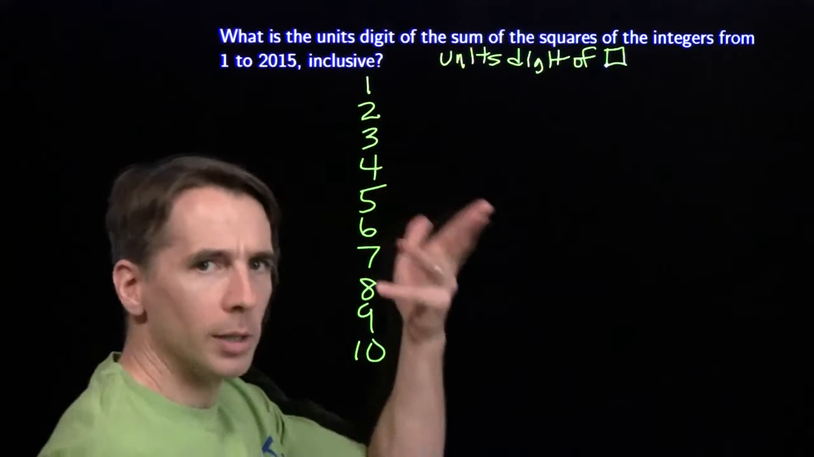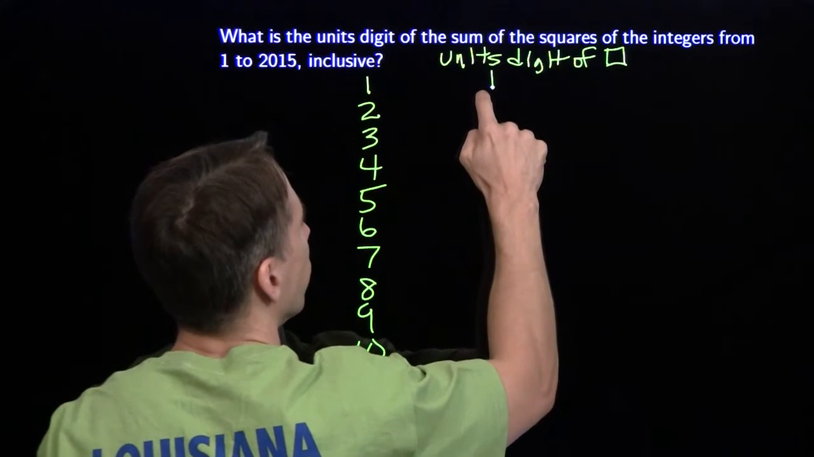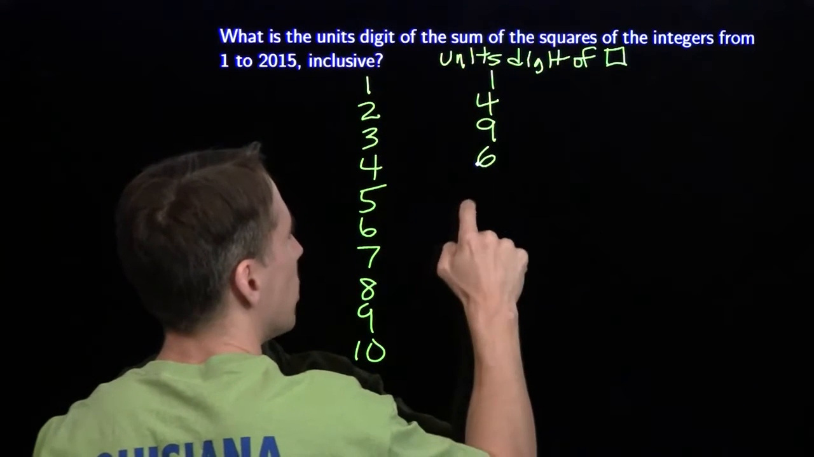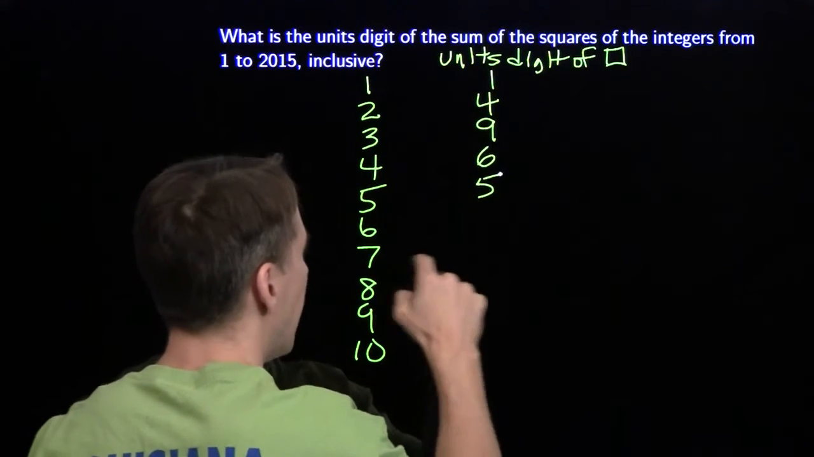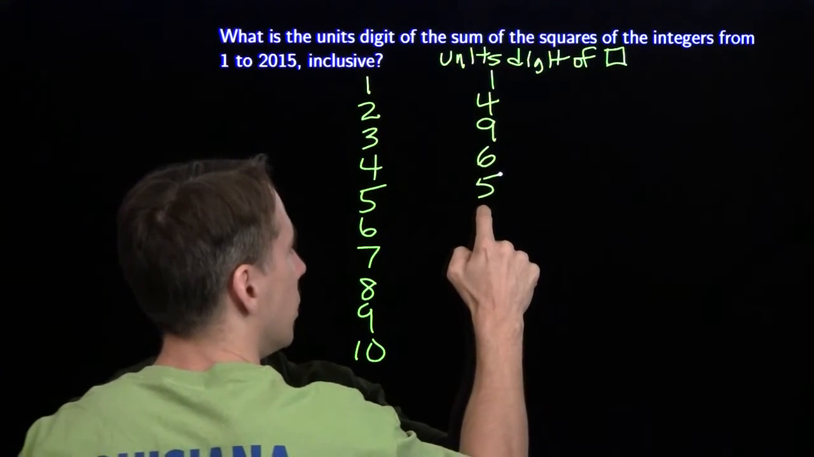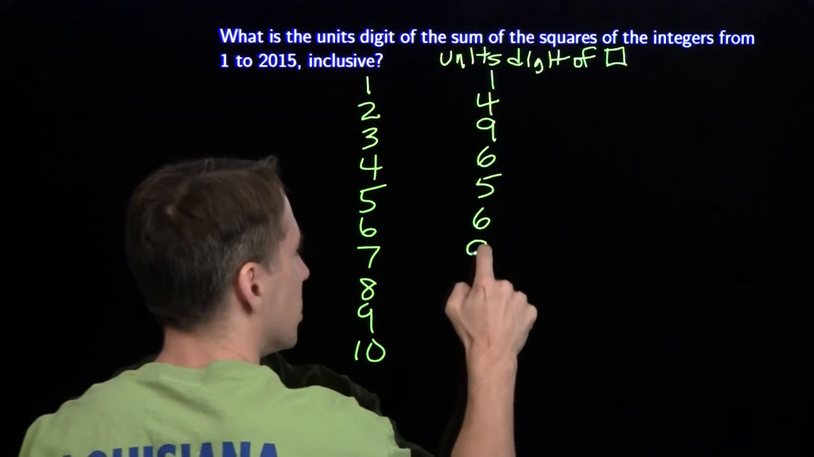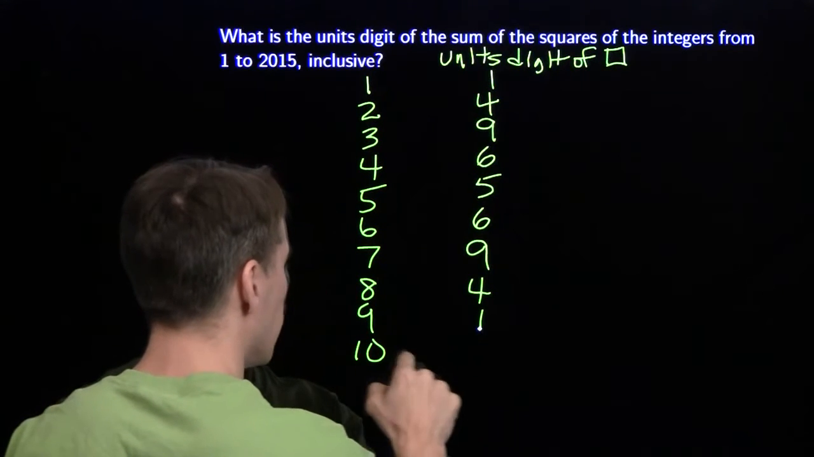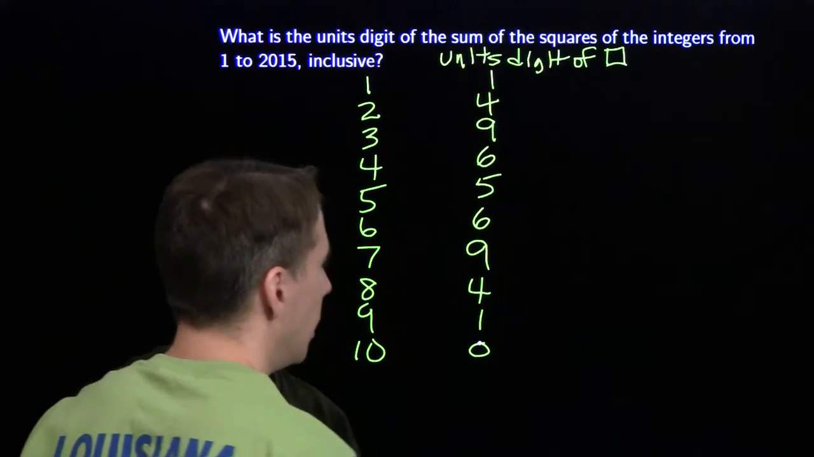All right, you square 1, you get 1. Square 2, you get 4. Square 3, you get 9. Square 4, you get 16. Units digit is 6. Square 5, you get 25. Units digit is 5. Square 6, you get 36. Units digit is 6. Then 49. Units digit is 9. 64. Units digit is 4. 81. Units digit is 1. 100. Oh, that one's easy. That one ends in 0.